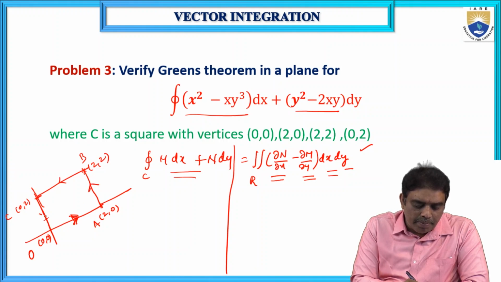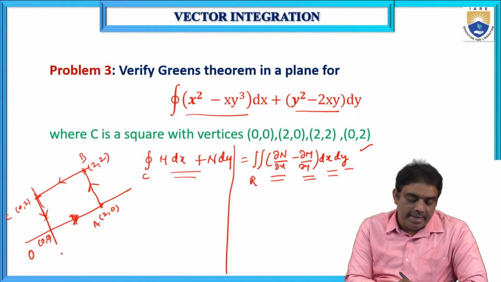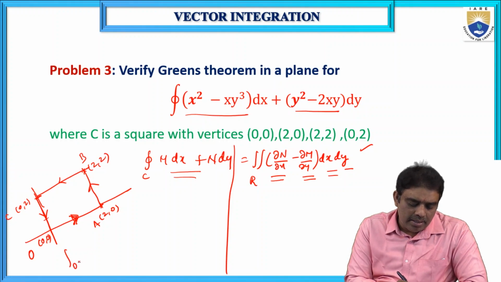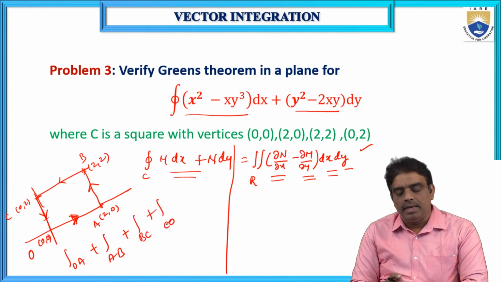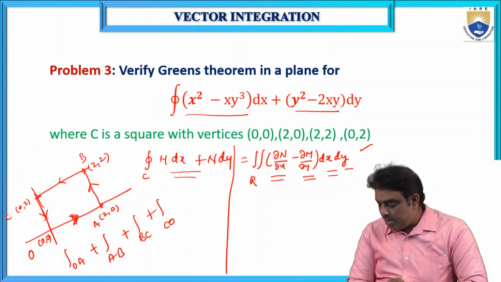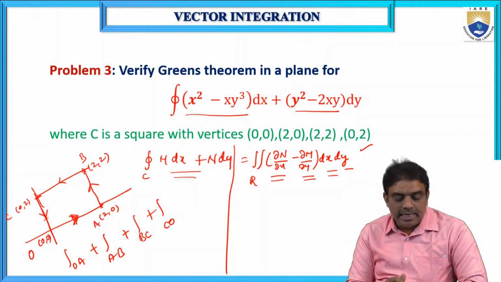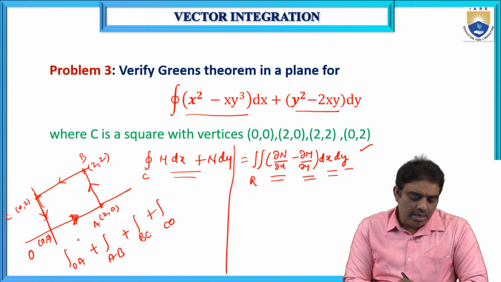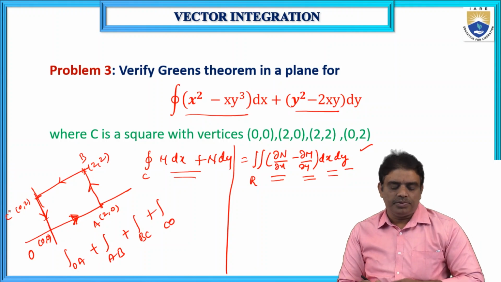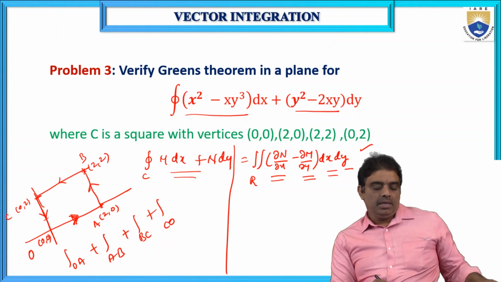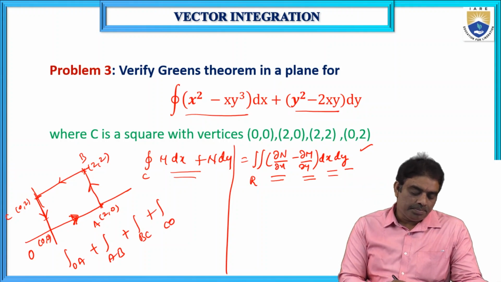The direction will be the positive direction. That means you have to find along OA plus along AB plus along BC plus along CO. You need to calculate 4 different integrals: the integral along OA, along AB, along BC, along CO. So that will complete the evaluation of the line integral.